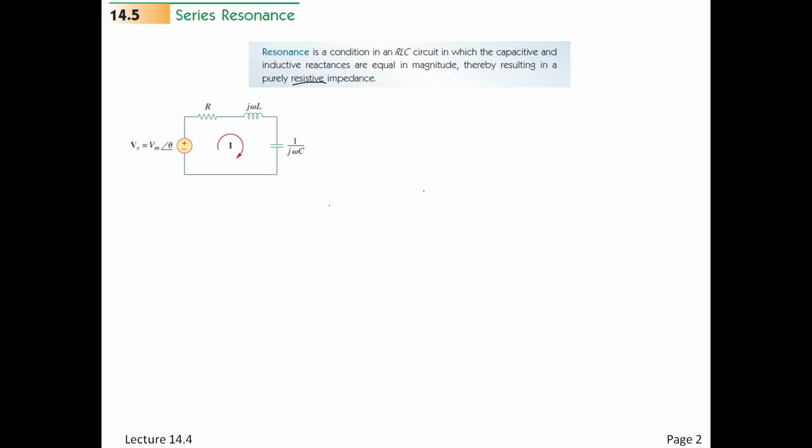So here we have that RLC circuit, and we're going to analyze what? The transfer function we're interested in is impedance. So that's V over I.